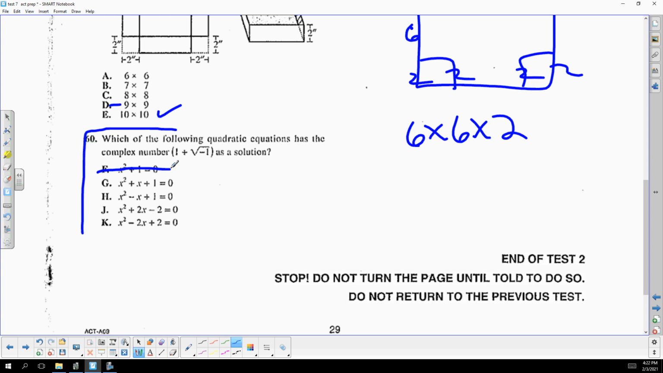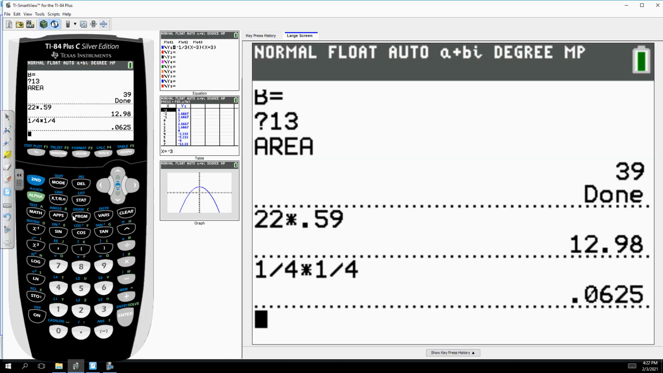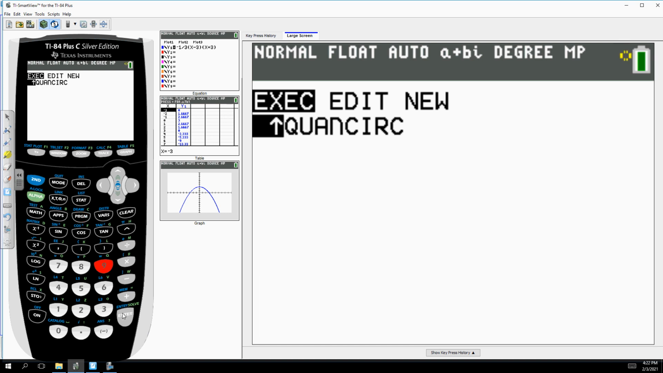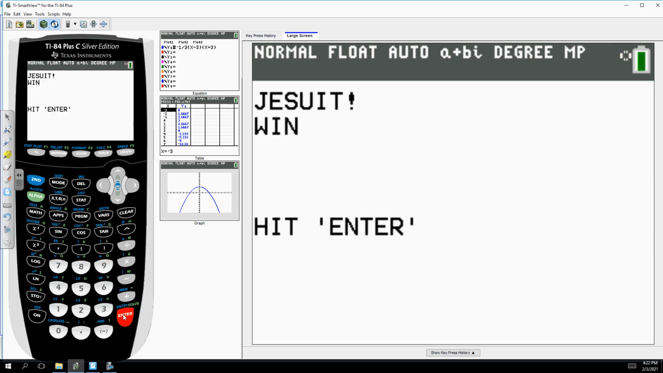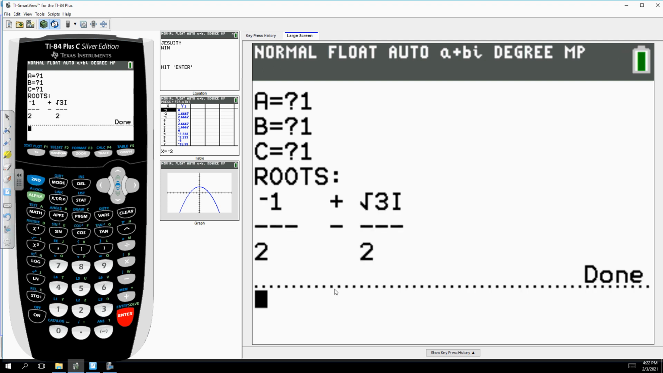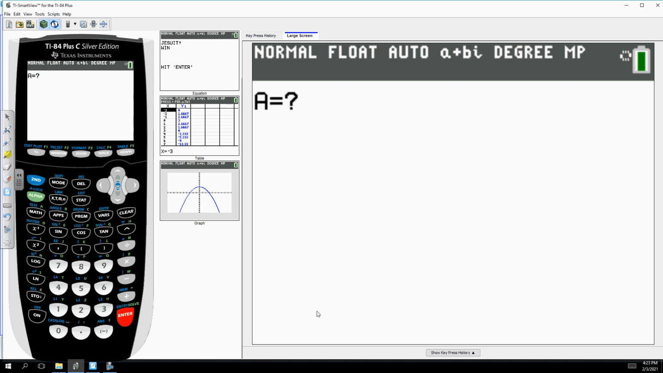I'll try one wrong answer. Let's try G. G is all ones for A, B, and C. And that should give you 1 plus minus I, and it don't. Who does is the right answer. Unfortunately, it's the last answer.